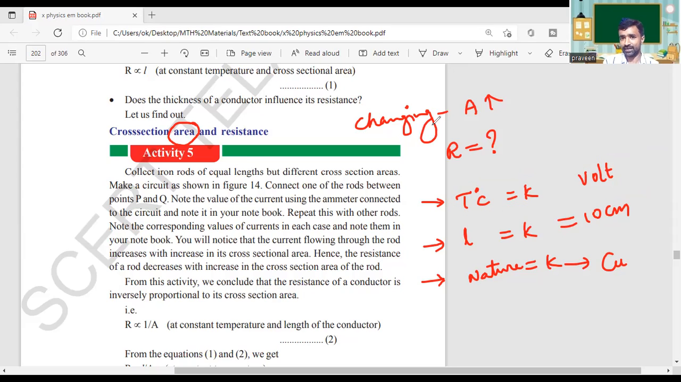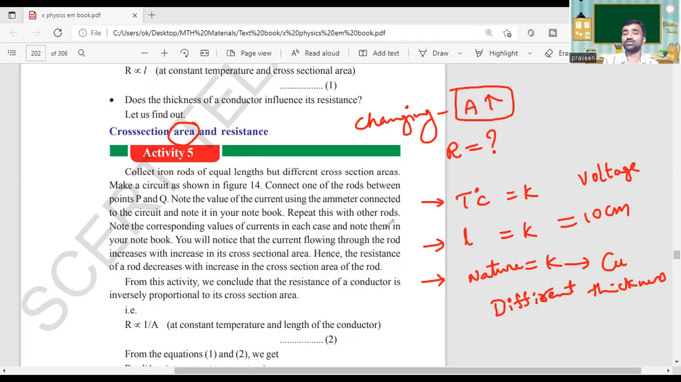Then here, what I am changing is the cross-sectional area. Taking 10 centimeter wires made only of copper, you need to collect wire pieces of different thickness. Then automatically your problem will be solved. So you now have different cross-sectional areas.